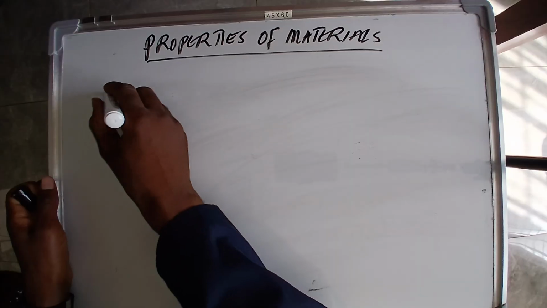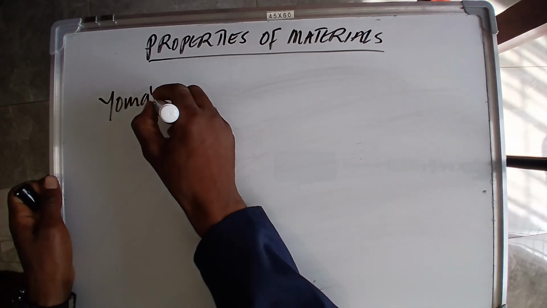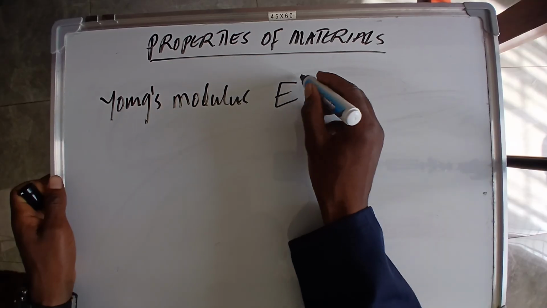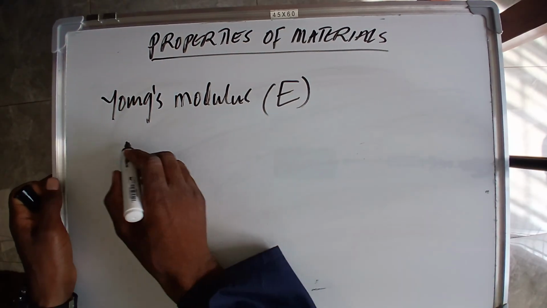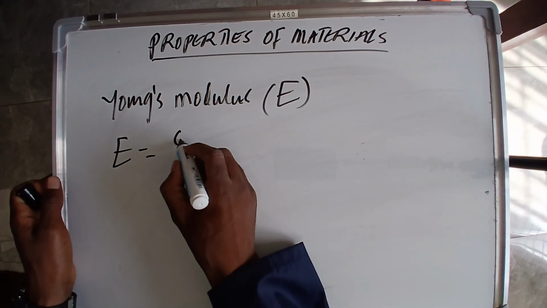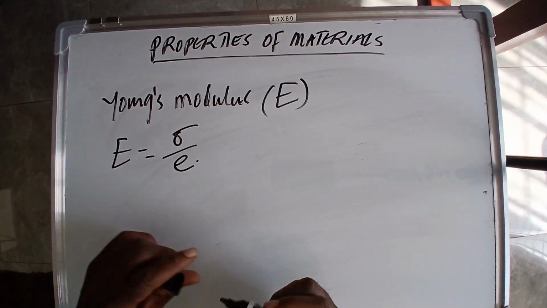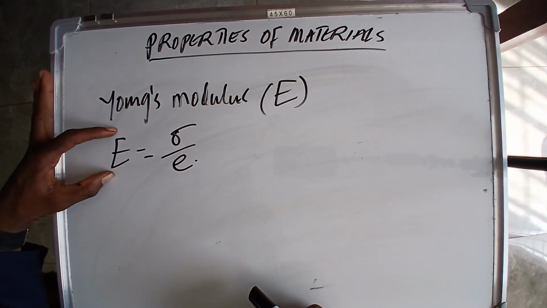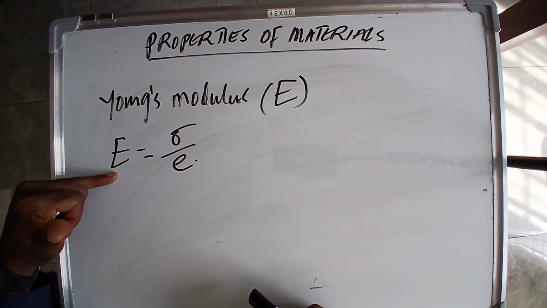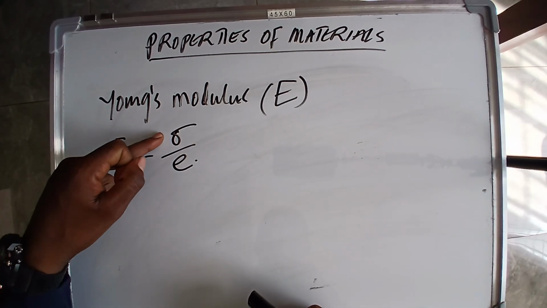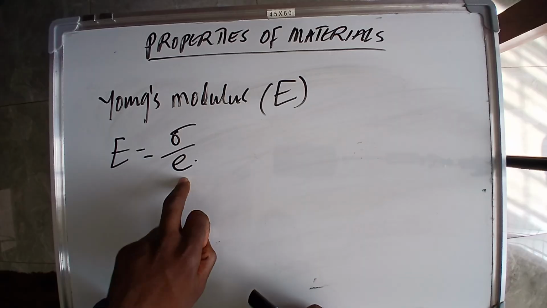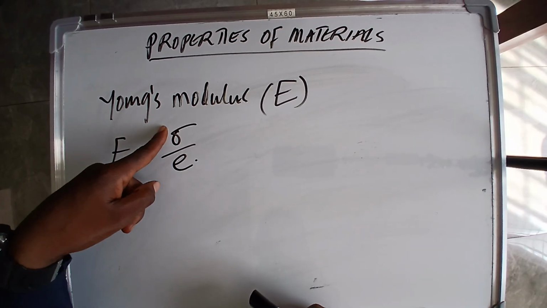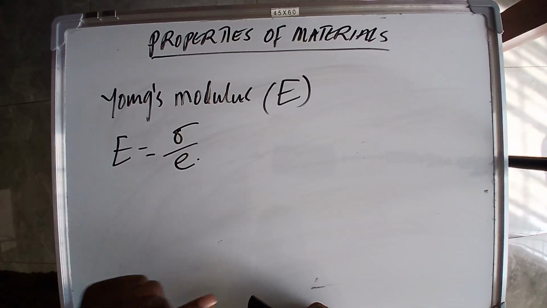Then we have what we call Young's modulus. Young's modulus is a material property. We usually represent it by E. So Young's modulus is simply the ratio of stress to strain. You have found your stress, you have found your strain, you can calculate Young's modulus. You can be given Young's modulus and stress and told to find the strain. Or you can be given Young's modulus, the force and the diameter, and you find the stress, then you find the strain.